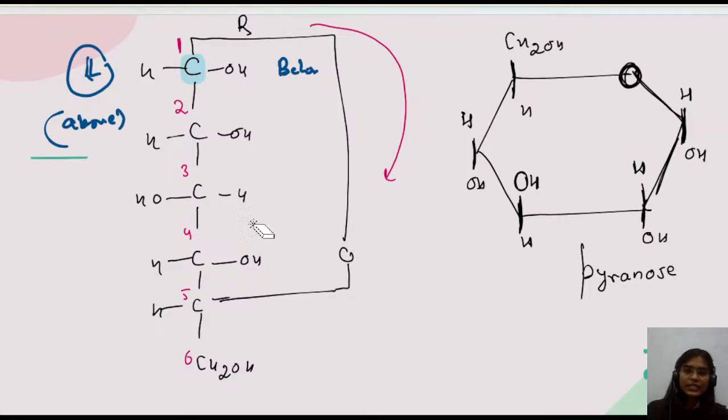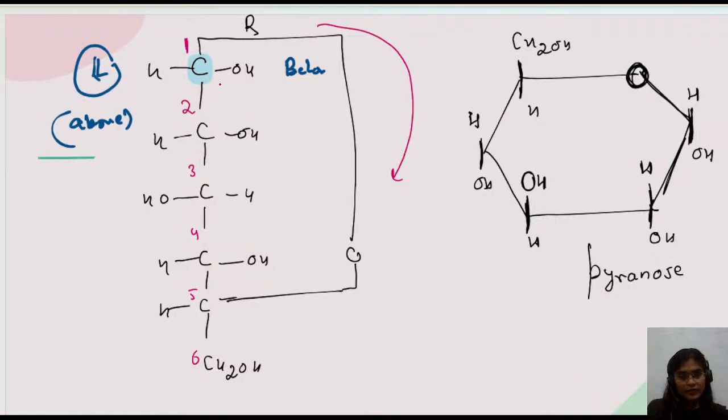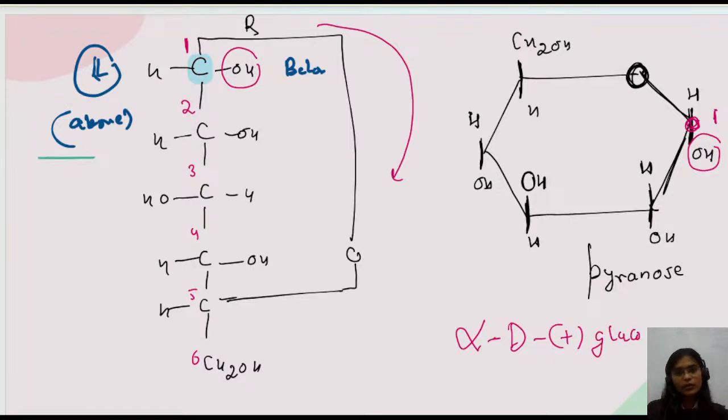So what is it? It's an alpha form, okay? Now you can differentiate even. Look at this. That is the first carbon, OH on the right hand side. So the OH is below. So it goes with the first carbon only. It's an alpha. It's alpha D glucose. Okay, so it's alpha D glucose there.